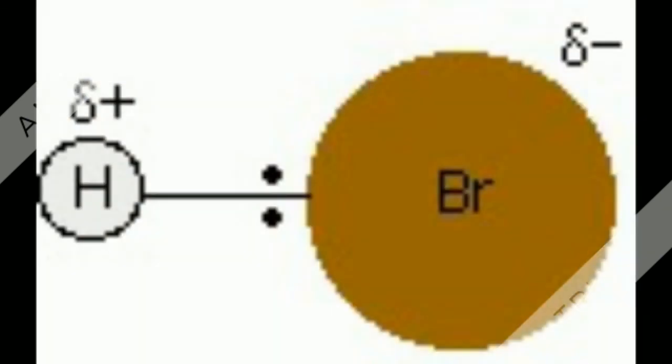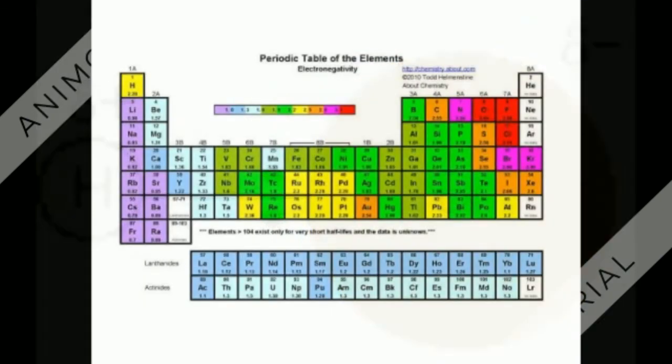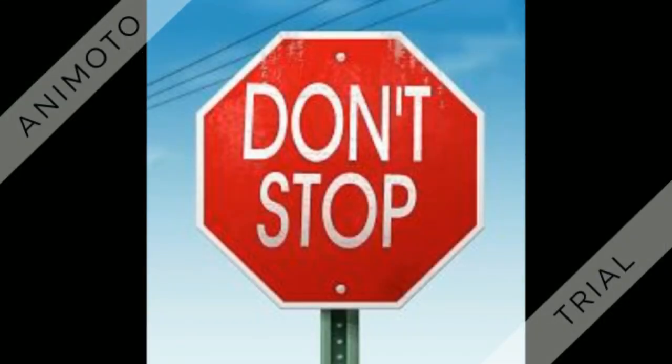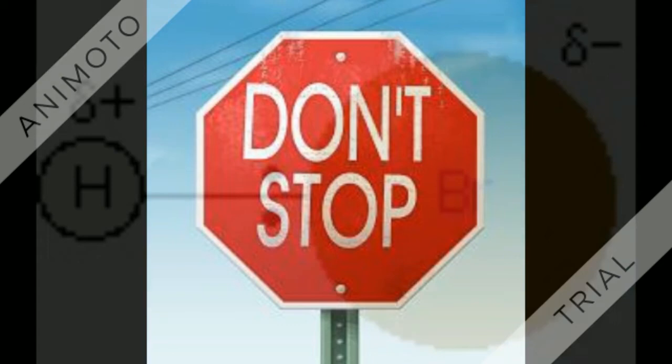Bromine steals hydrogen's electron with all the force of great electronegativity. With all the strength the alkane donates its electron. Stop here and it will be too soon.